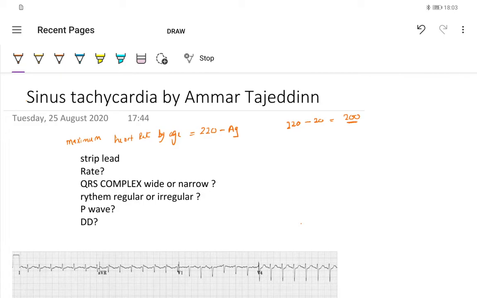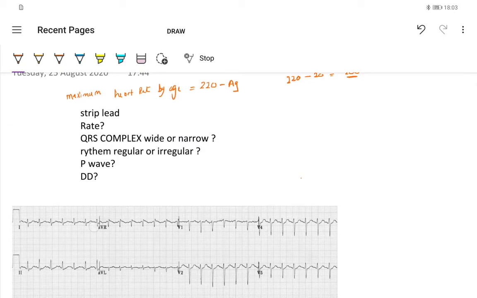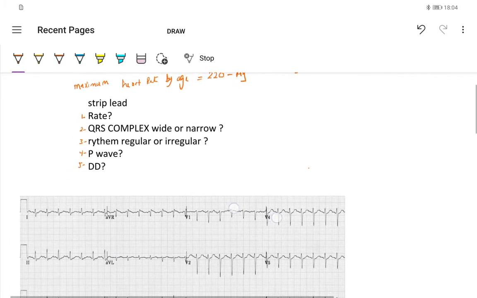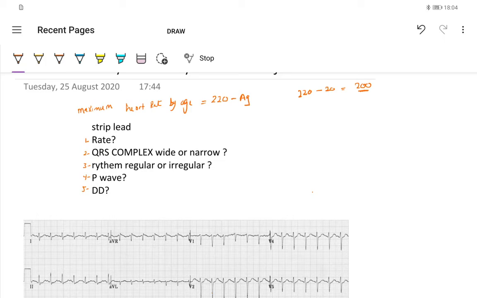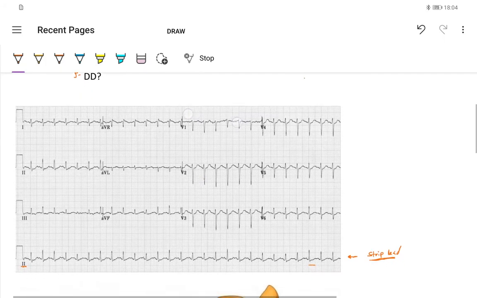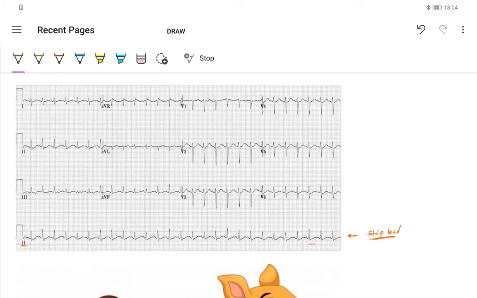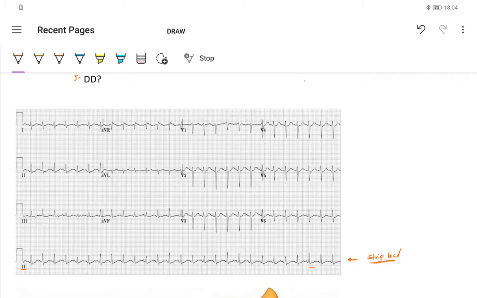To approach arrhythmia in general, number one, we will calculate the heart rate. Number two, we will see the QRS complex. Is it wide or narrow? Is it regular or irregular? And is there a P wave, no P wave, or many P waves? And we will put the differential diagnosis. We will collect information from where? From the strip lead. This last lead here is called the strip lead.